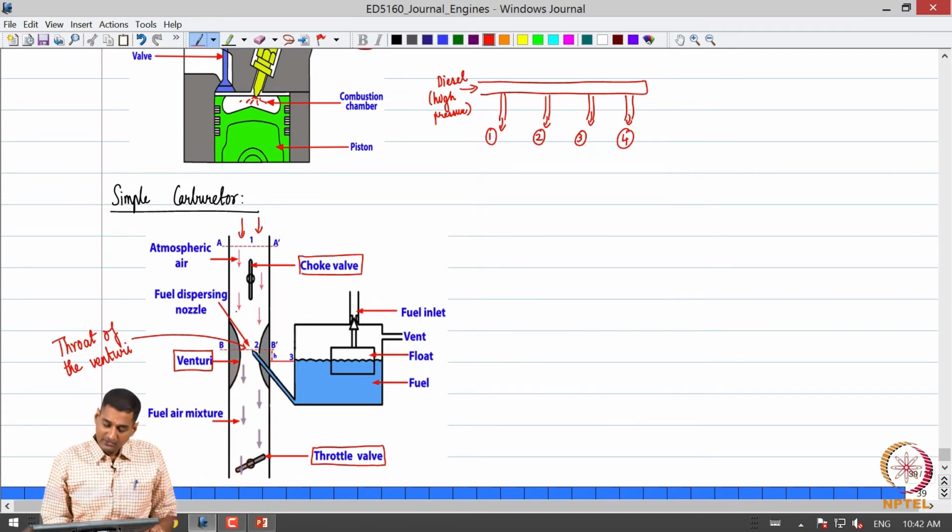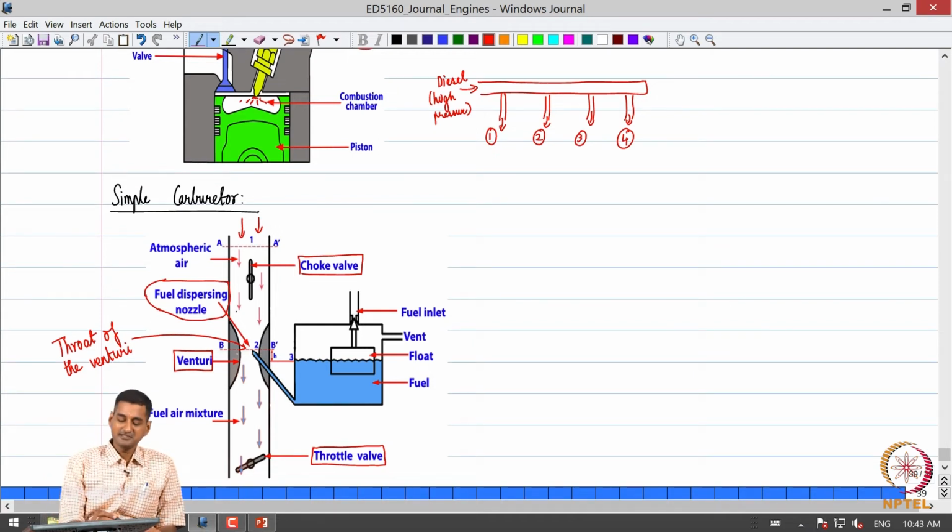Now, at the throat section we can see what is called a fuel dispersing nozzle. This nozzle tip is placed at the throat. It is also called a fuel discharge nozzle. It is placed at the throat, and this pipe is connected to the float chamber, which is the local source of fuel for the carburetor.